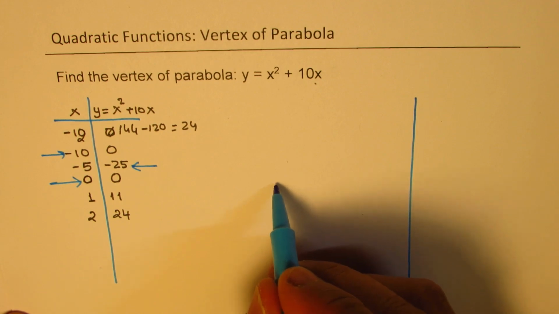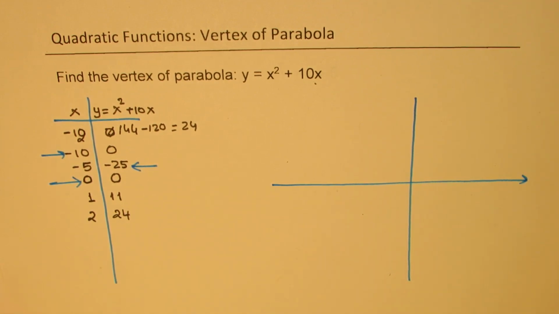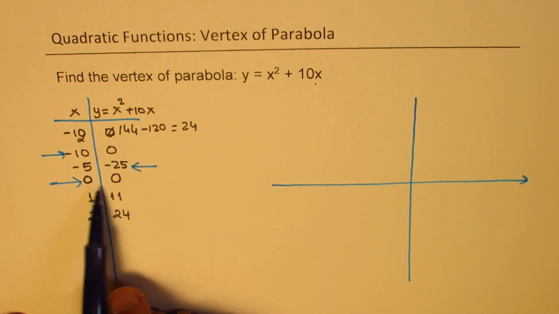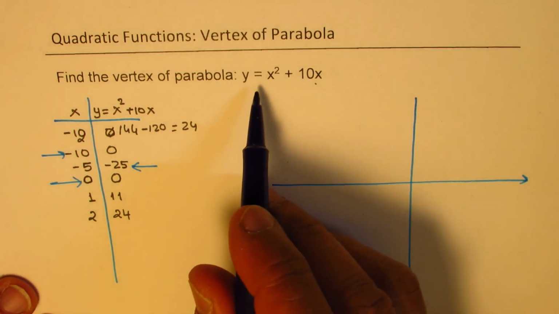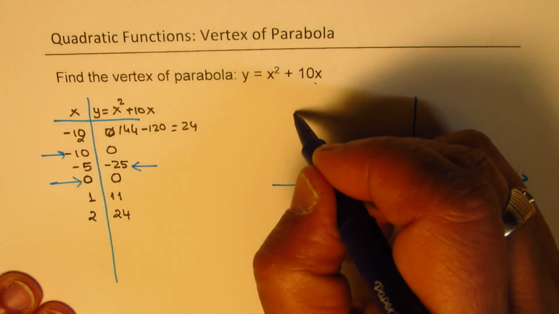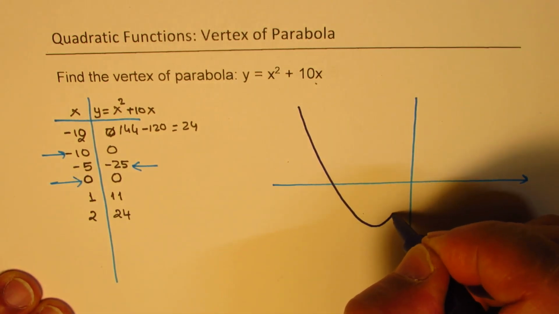If I draw the axis like this, then the parabola will have two zeros. One is at 0, the other one is at minus 10. And it is opening upwards. So basically, I could sketch a parabola which is kind of like this.